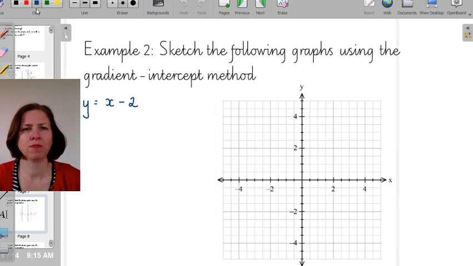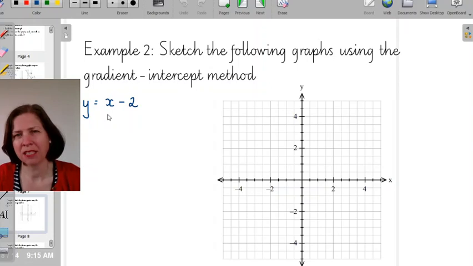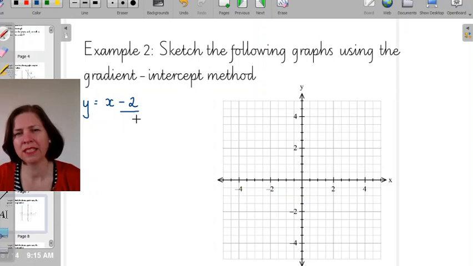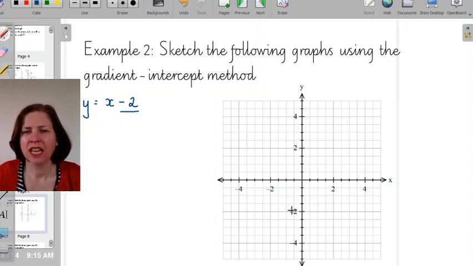Here's my first example. I'm going to sketch the following graphs using the gradient-intercept method, and my first example is y equals x minus 2. Now because this is written in y equals mx plus c form, I don't need to find the y-intercept, it's here, right? I can read it off. As long as my graph is written in y equals form, then the y-intercept is always going to be the number that's added or subtracted at the end of the equation. So it's negative 2, and I'll just mark it in here with the point 0, negative 2. Okay, that's my first point.